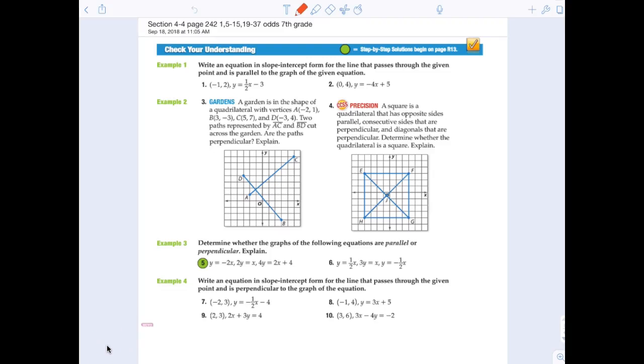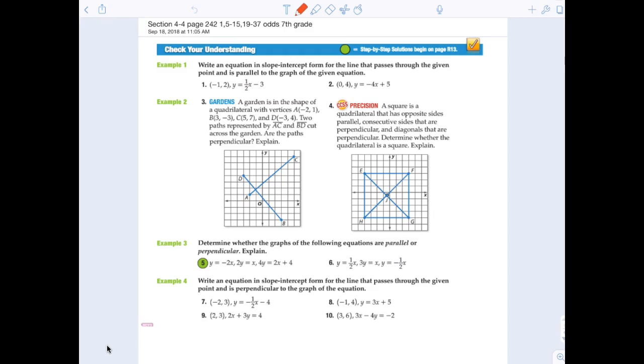Now, if you want, you can title your paper Section 4-4. All right, and today we'll be writing equations of lines that are parallel, and we'll be writing equations of lines that are perpendicular. But again, if you get behind, it's going to be really hard to catch up.